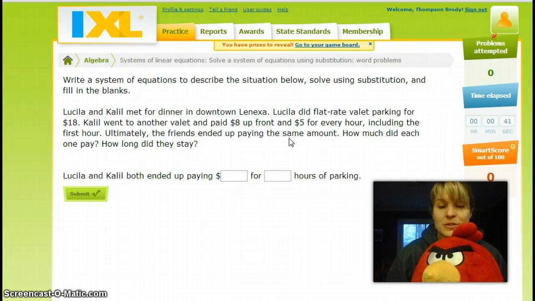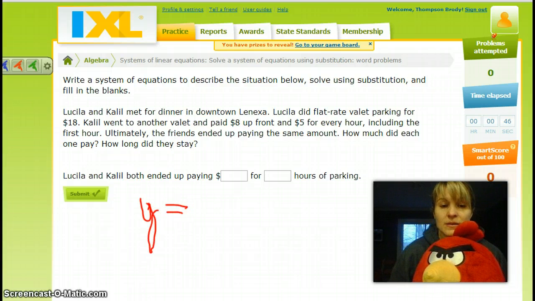Well, the word same amount should tell you that we're looking for a break-even point here. So the first thing I want to do is create the equations for both. So for here, Lucilia paid a flat rate of $18. So she paid $18. So there we're going to have y equals 18.